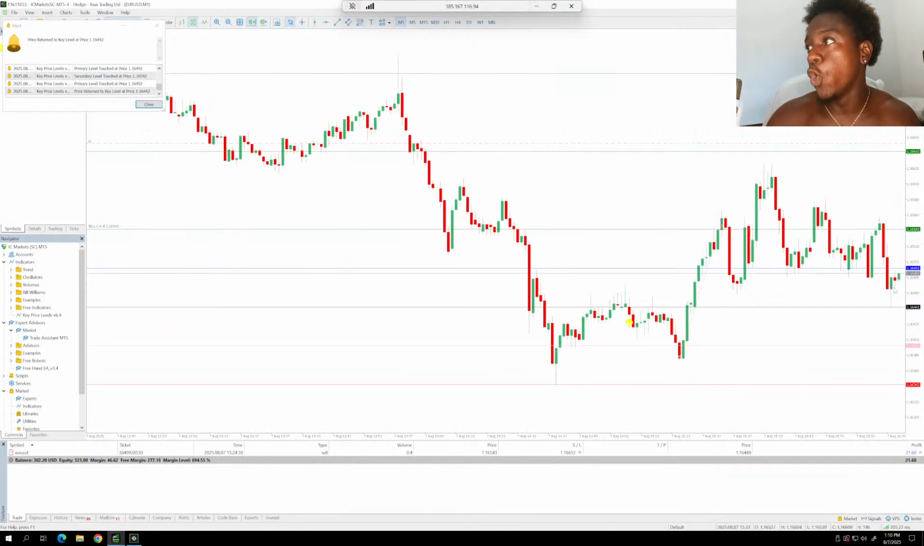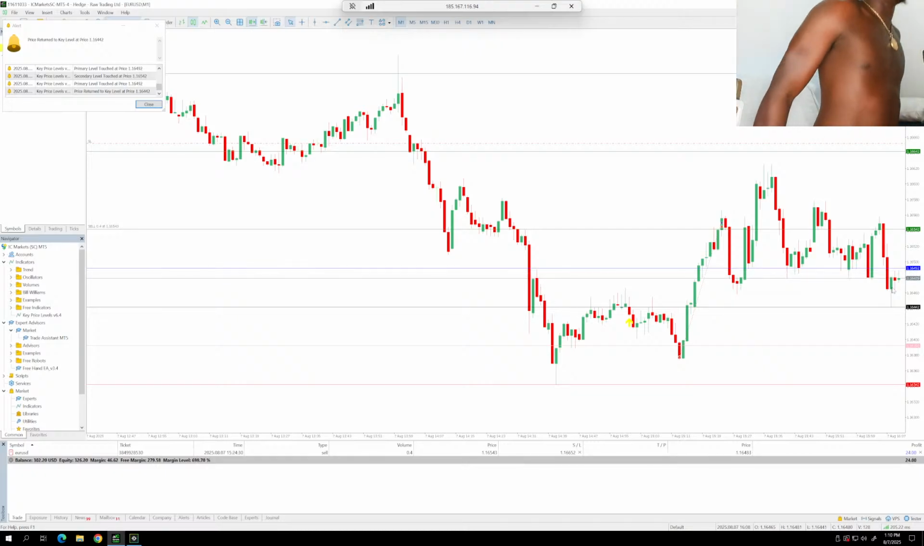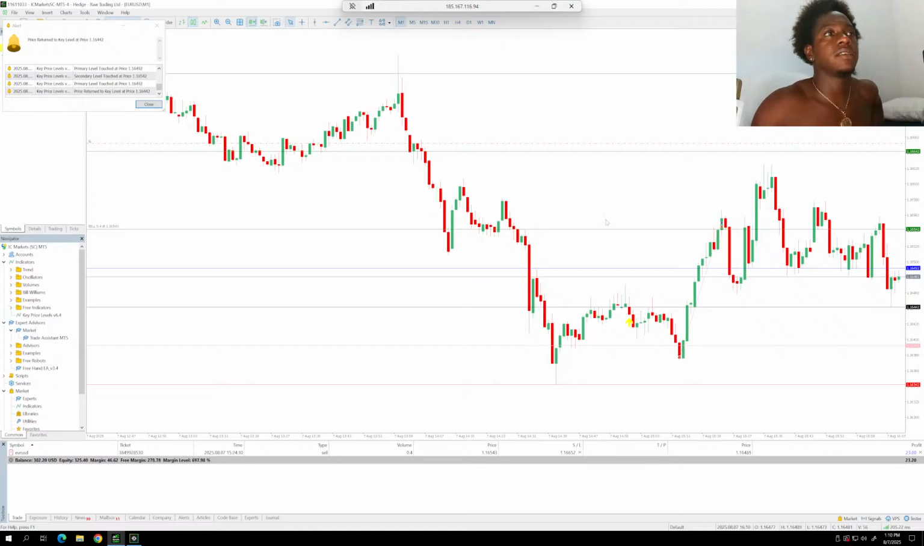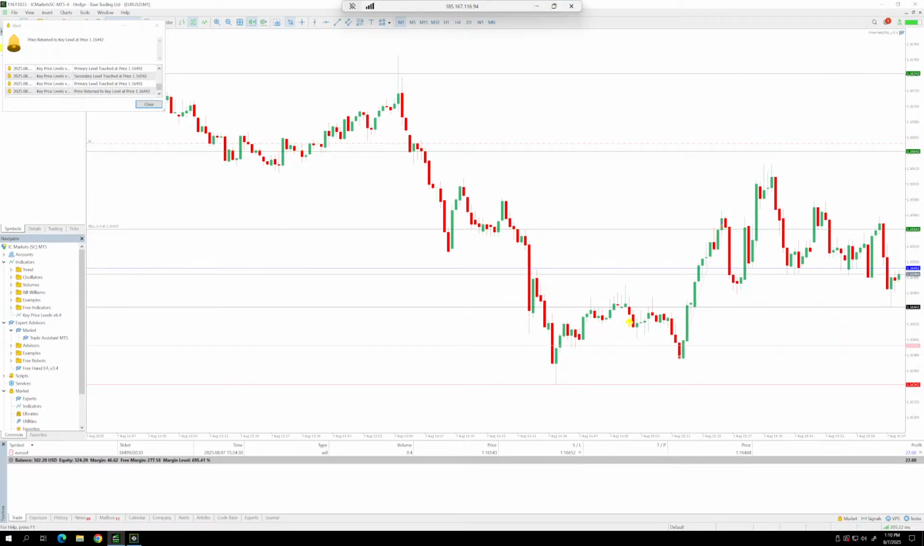Breaking close? Nope. Not even a breaking close. Don't even count your eggs yet. Don't count your eggs yet. We're still consolidating.